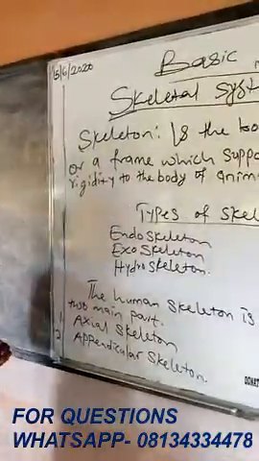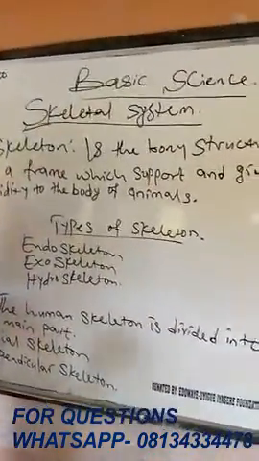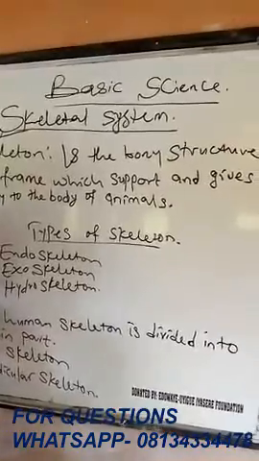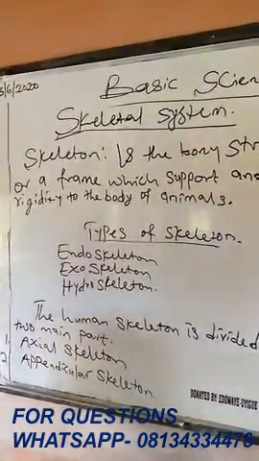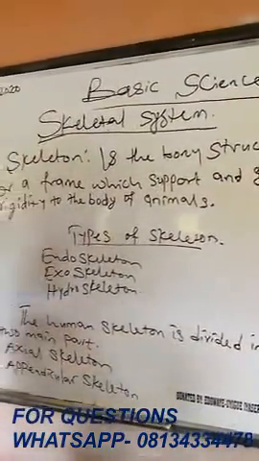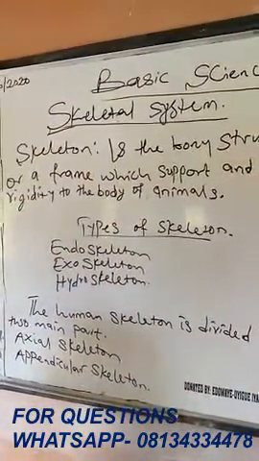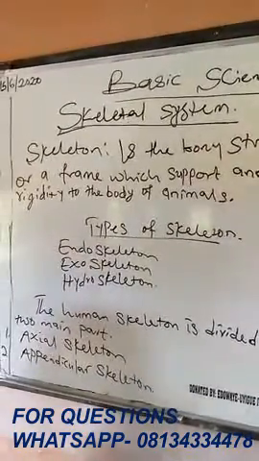Now, what is a skeleton? A skeleton is defined as a bony structure or a frame which supports and gives rigidity to the body of an animal. The skeleton is that structure that supports the animal. It gives the animal shape and helps in movement.